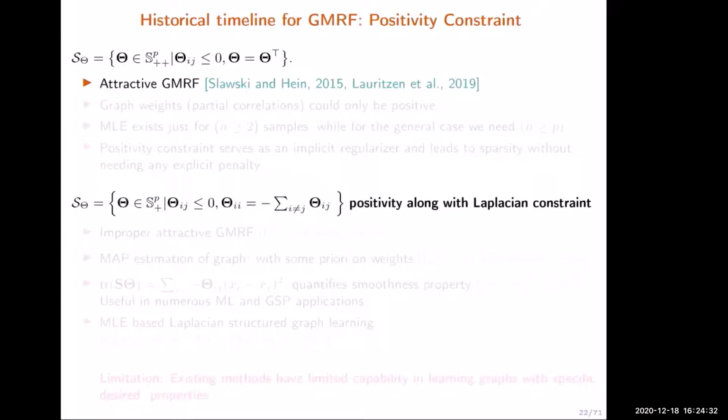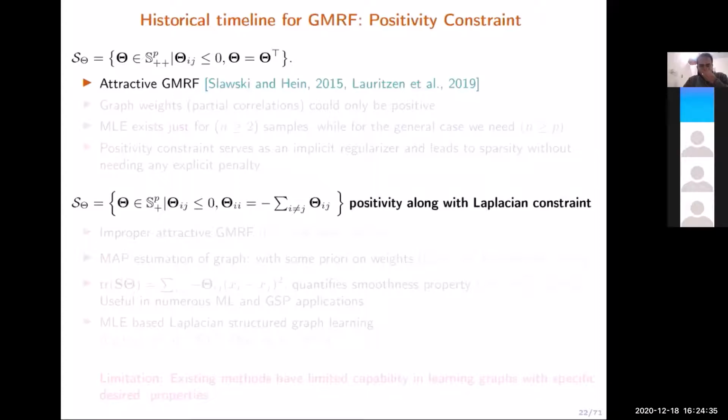While in many applications, people realize that we do not want negative weights. For example, if we want to associate friendship, negative weights do not matter. So they posed an additional constraint: we want a positive definite matrix for sure, but we want all the off-diagonal theta ij to be negative. When the entries of the precision matrix are negative, the partial correlations will all be positive. That means the graph that we learn will have all positive weights, so we only capture the positive weights. There are advantages to this.